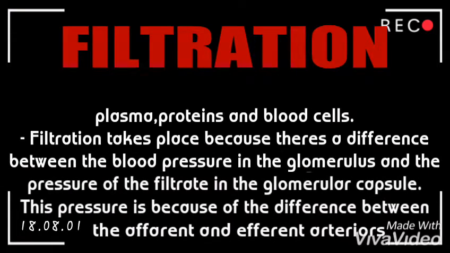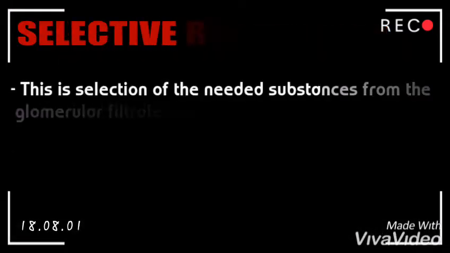blood cells. Filtration takes place because there is a difference between the blood pressure in the glomerulus and the pressure of the filtrate in the glomerular capsule. This pressure is because of the difference between the afferent and the efferent arterioles.